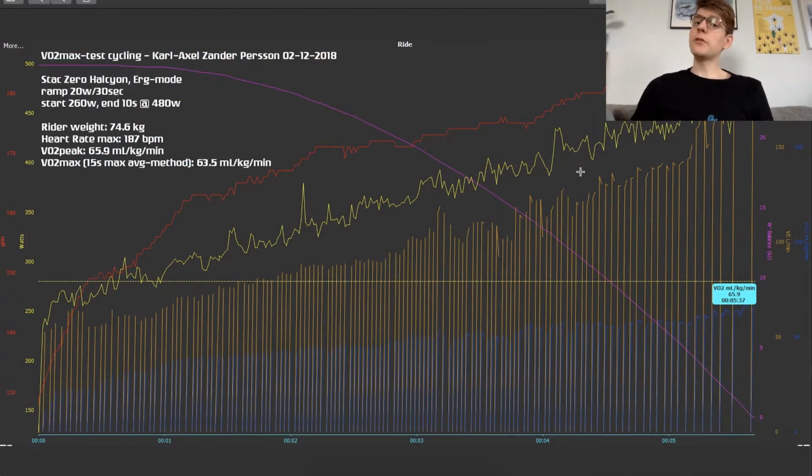Okay, looking at the results here afterwards, focusing on what's important for the actual test protocol. We have the heart rate curve here in red and the power in yellow.